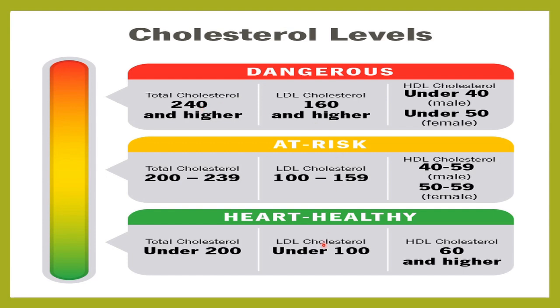Similarly, the bad cholesterol, we expect it to be less than 100. When it is between 100 to 159, we say that it is borderline or at risk. And if it is more than 160 milligram per deciliter, it is dangerous. Similarly, the good cholesterol or the HDL cholesterol, the higher the value, the better. If it is more than 60, it is very good for your heart. If it is between 40 to 59, it is borderline. And if it is less than 40, then it is a dangerous level of HDL cholesterol.